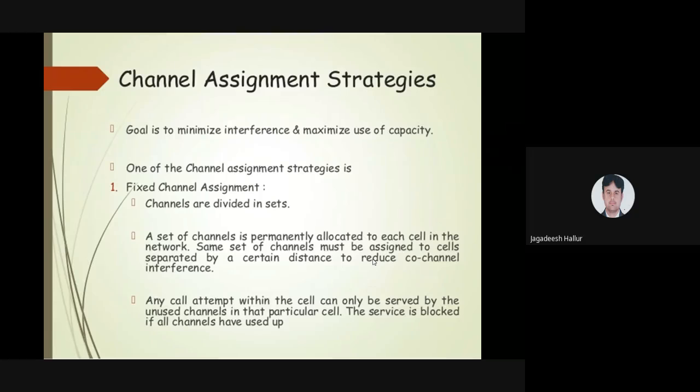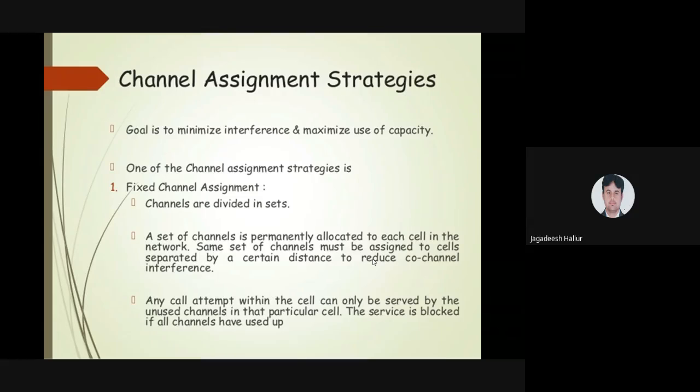What is the main aim of this channel assignment strategy? The goal is to minimize interference and maximize the use of capacity. Interference is nothing but what? There should be no collision between the two signals. That has to be minimized by this channel assignment strategy. If you minimize this interference, this collision between the two signals, it increases the capacity of a particular system. So that function has to be done by channel assignment strategies.